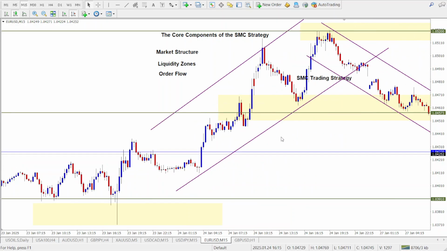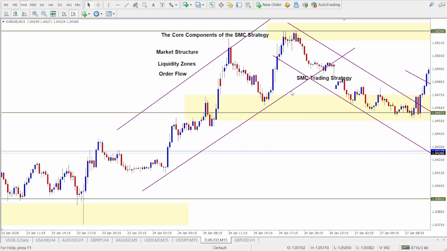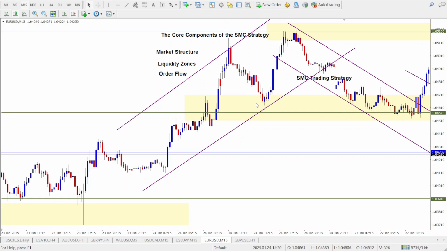The first is ignoring market structure. The foundation of the SMC strategy is understanding market structure. If you're not keeping track of the overall trend, you might be entering trades at the wrong time or against the prevailing market bias. So always make sure you are trading with the trend and not against it. Okay. Secondly, chasing liquidity zones.